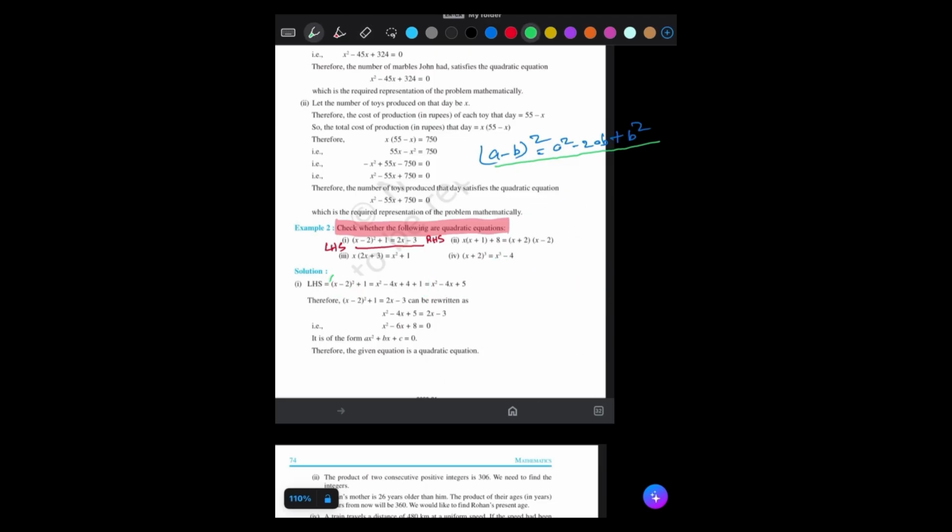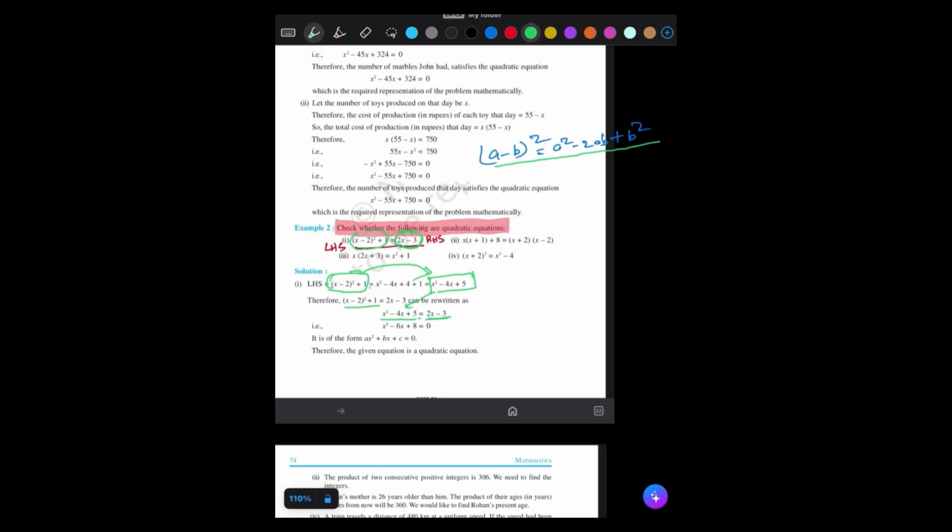Now we have resolved the left hand side. What we got? x squared minus 4x plus 5. Rather than using that particular equation, we can replace that with this one, right? That is why we are writing this here: x squared minus 4x plus 5. The equal to is here, and what they have given in the question, right hand side, 2x minus 3. So we have written 2x minus 3.